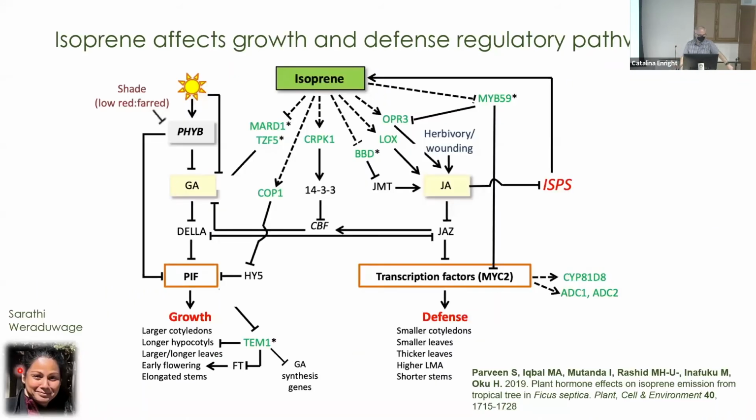So Sarathi put these all together. These dashed lines are all effects that we saw as a result of feeding isoprene, and these are all transcription factors. And so they start a number of processes that change growth, and we think change the ability of the plant to tolerate the various stresses that we would throw at it.